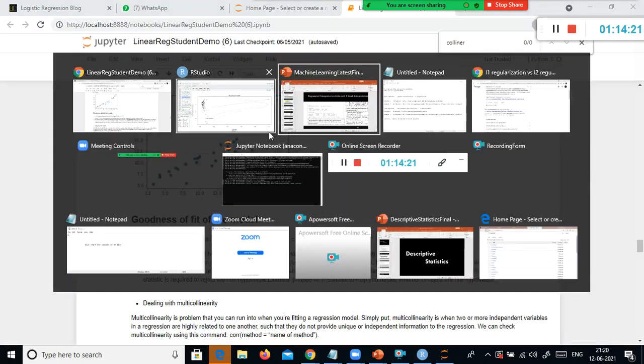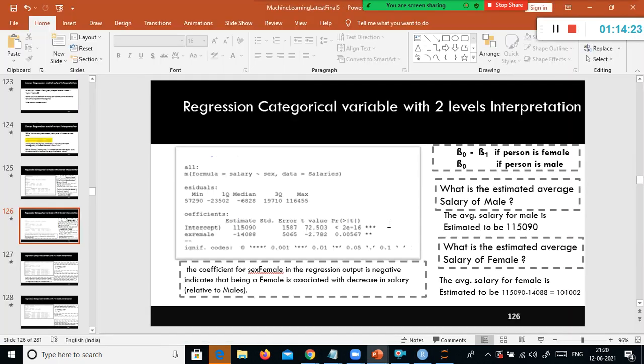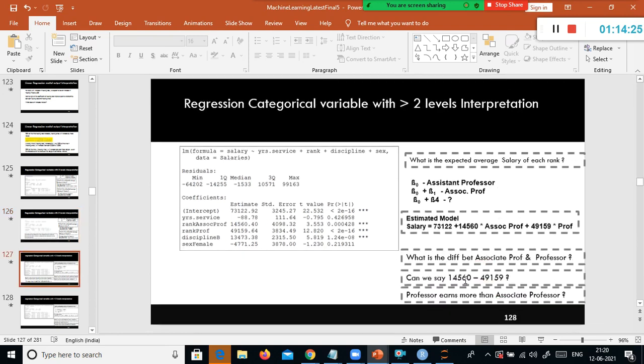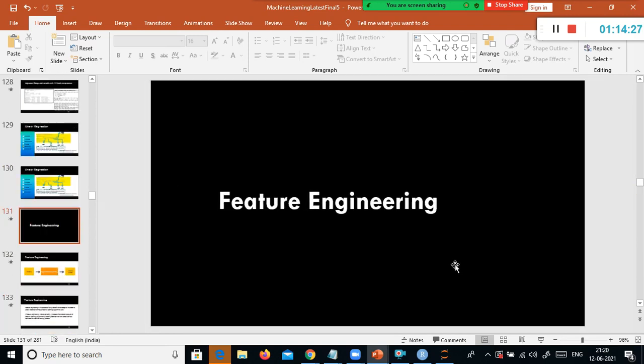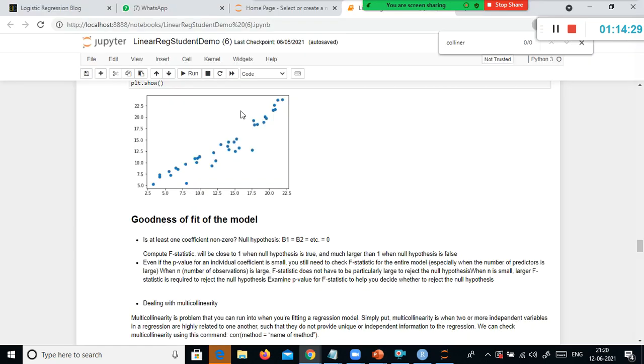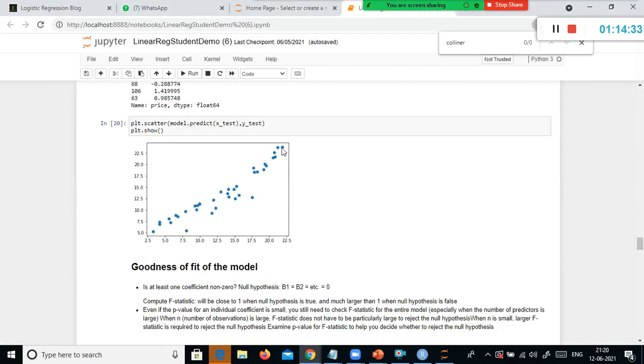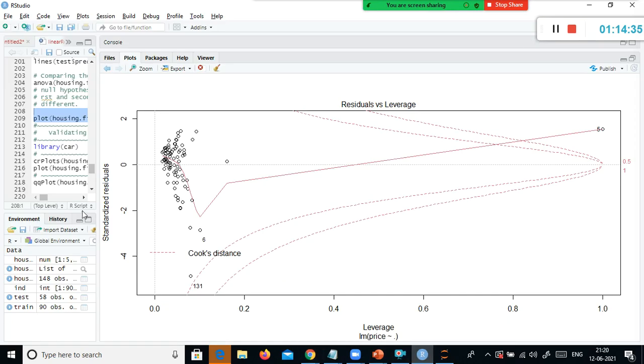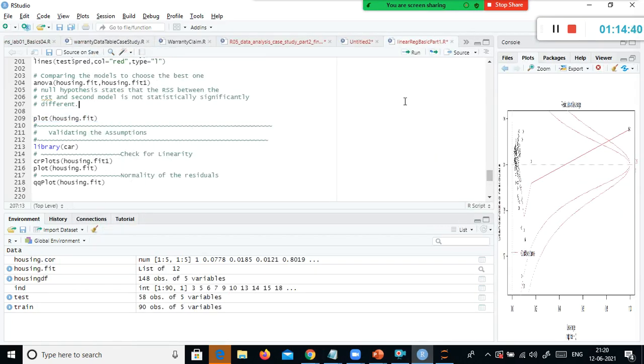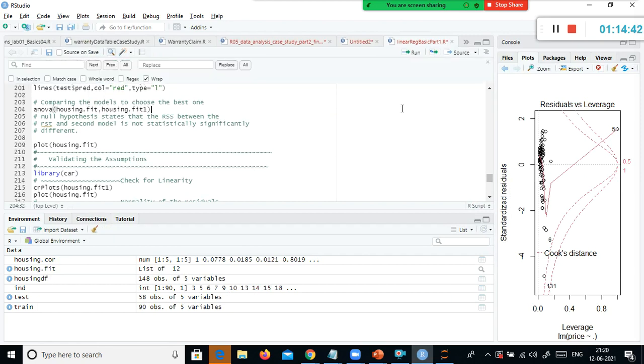Okay, 1 second. Yeah, Cook's distance will help you to understand the influential points. I'll just check if I mentioned it here. There is a function that is available in R for Cook's distance.